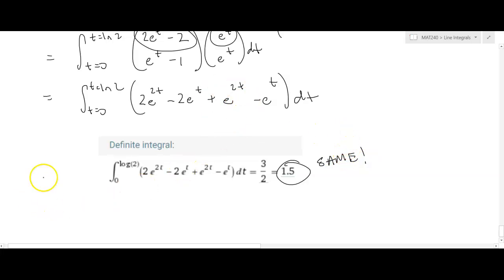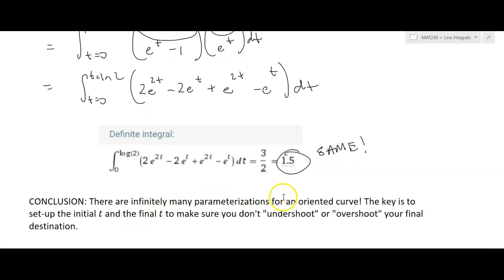And so the real conclusion here is there are infinitely many parameterizations for an oriented curve. The key is to set up the initial t and the final t to make sure you don't, quote, undershoot or overshoot your final destination.